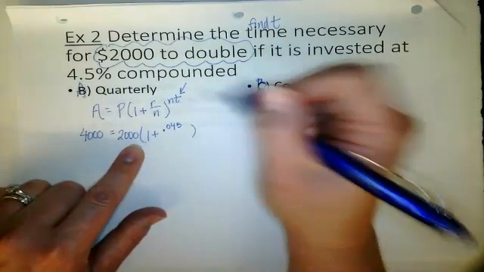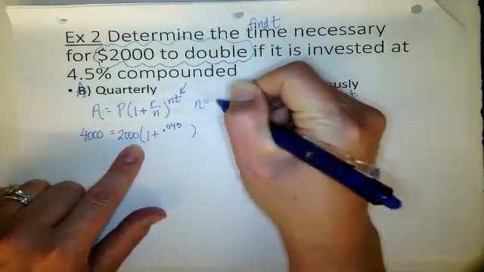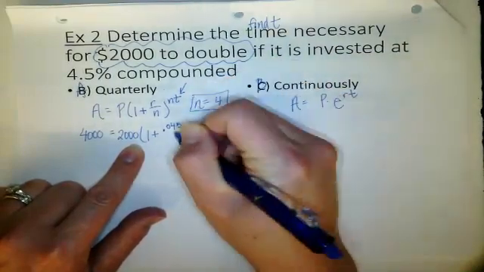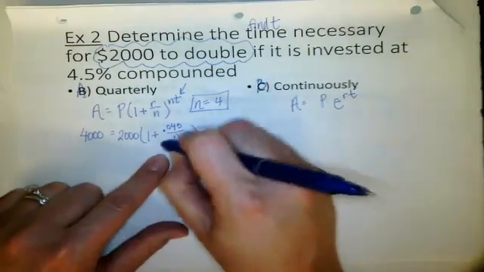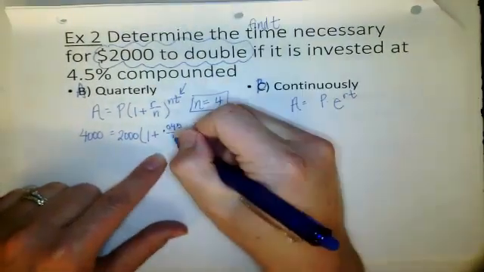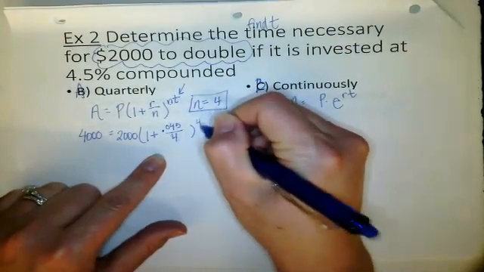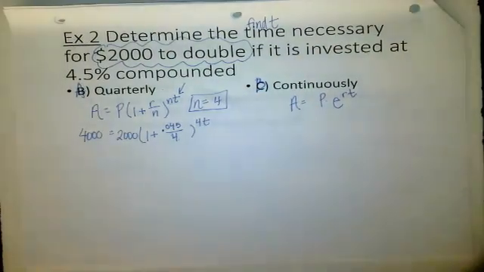If we're compounded quarterly, n equals what? 4. Good. So r over 4, and then 4 times t. And we're trying to figure out what t is. So we're going to solve for t. You actually had some problems like this in your homework on Friday. What do you want to do first?